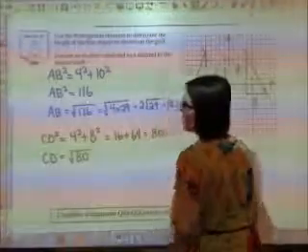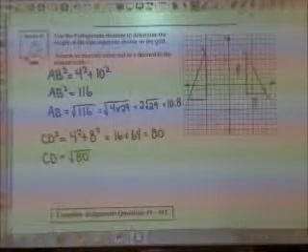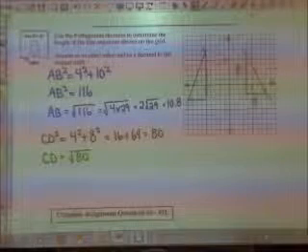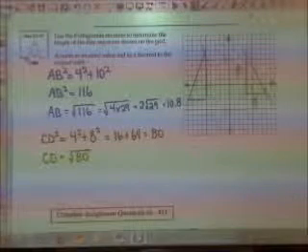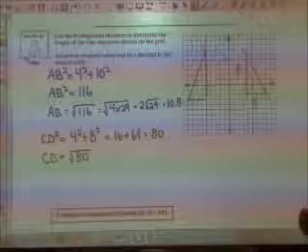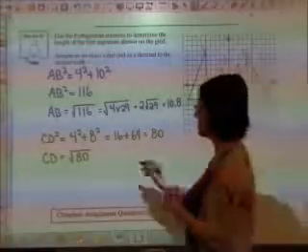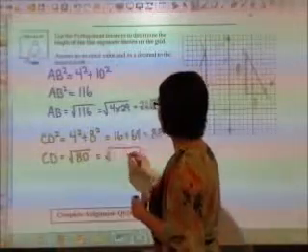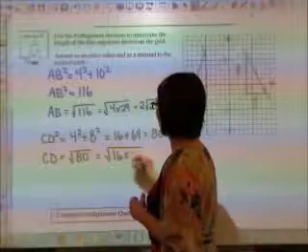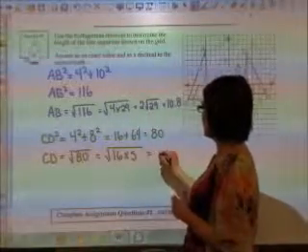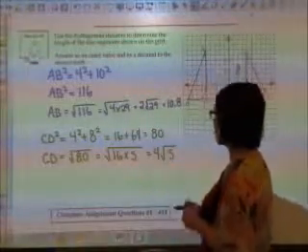So CD would equal the square root of 80. Again, I go through my list. Can I divide this by 4? Yes. So if I can divide it by 4, check. Can I divide this by 16? And the answer this time is yes. I get 16 times 5. The square root of 16 is 4, so I get 4 root 5.